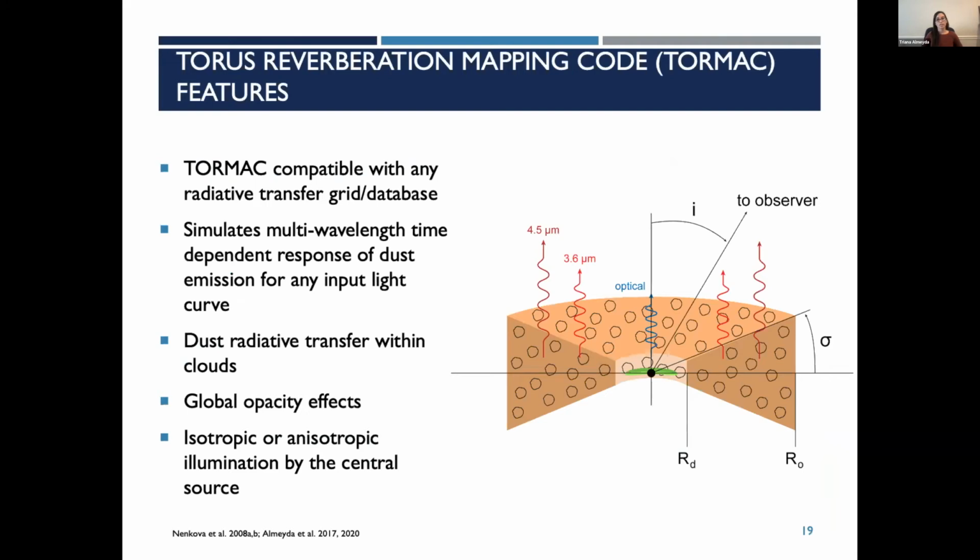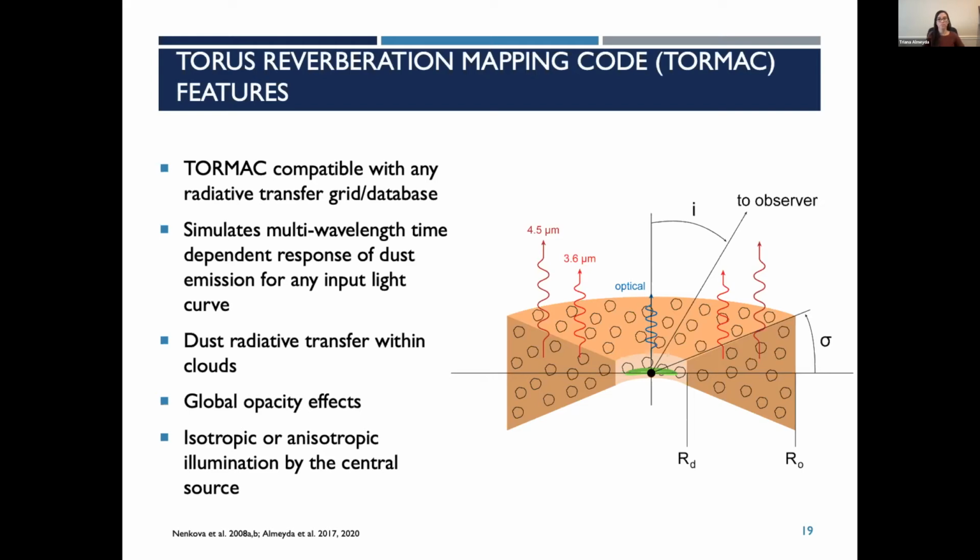So TORMAC can model the dust emission light curves for a 3D ensemble of clouds at multiple infrared wavelengths for direct comparison to the observed light curves, using an observed optical light curve as the input signal. This means that you can do this for any type of object, not just AGN, but I'll be talking mostly about AGN in this talk. Each of the clouds' dust emission is derived from a pre-computed grid of dust radiative transfer models, which can be replaced by grids computed for other illuminating continuum sources or other grain mixtures. And TORMAC includes radiative transfer effects both at the cloud level and global level, as well as anisotropic illumination by the continuum source.